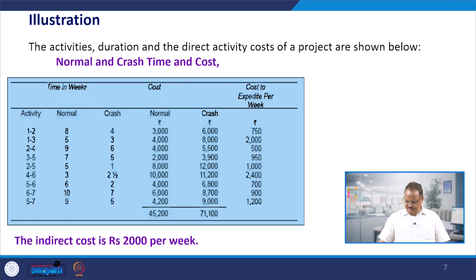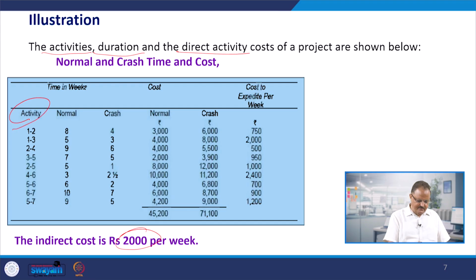Now we will understand with the help of this example, and this example is very interesting and is going to clarify all the doubts. In this case, the activities' duration and the direct activity cost of the project are given to us, and the indirect cost is also given, which is 2,000 rupees per week. So we are given the information about the activities.